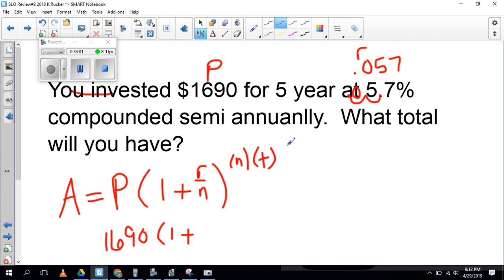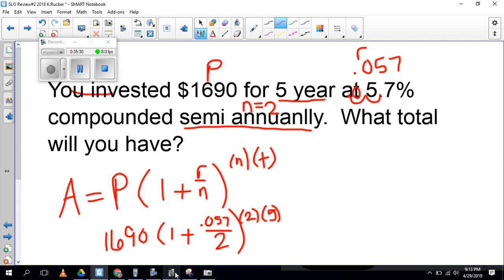I like to write it out this way so I'll have everything in order, and I usually like to go in order. N is how it's compounded. Semi-annually means N equals 2. So we're going to put that over 2. And then we put N here of 2. And then T is the number of years. So it's for 5 years. Okay? And so we're going to plug and chug this into our calculator.